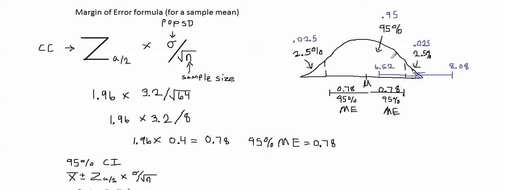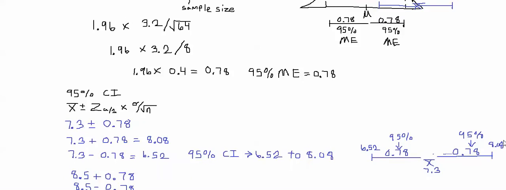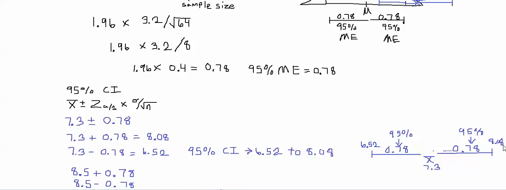Only 5% of the confidence intervals that are created over time will end up failing to capture the population mean. So let's actually see what this confidence interval would come out to.